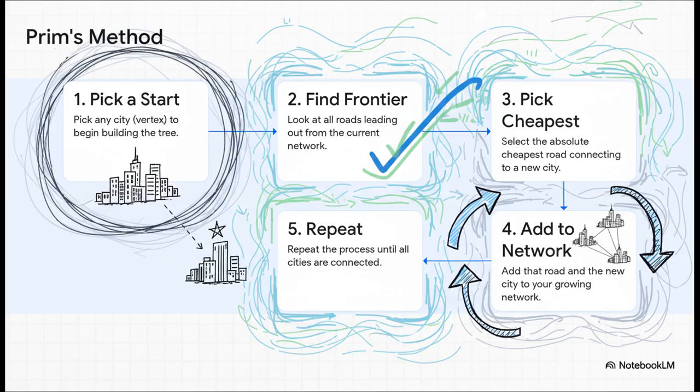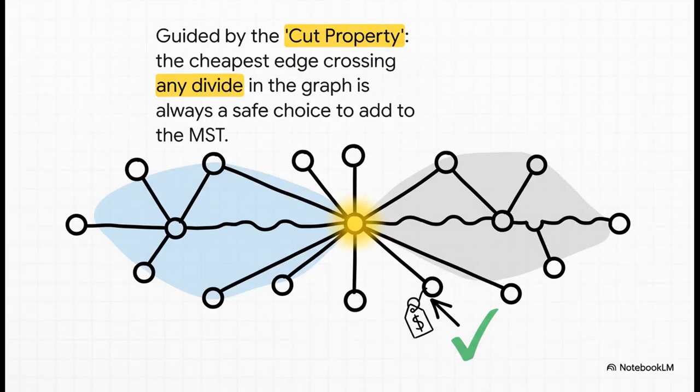You find the absolute cheapest one, add it to your growing tree, and now your frontier is bigger. To keep track of that cheapest edge really efficiently, it uses a tool called a priority queue. And you just repeat and repeat and repeat until every last office is part of your network. Okay, but wait. How can this local explorer approach be sure it's finding the global minimum? It seems almost too simple, right?